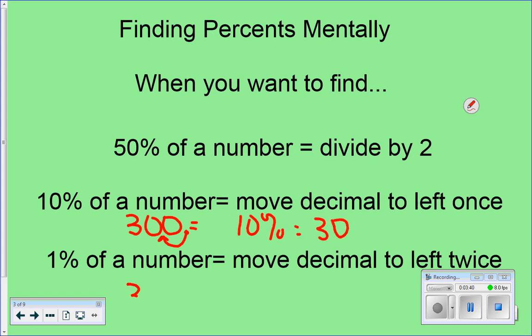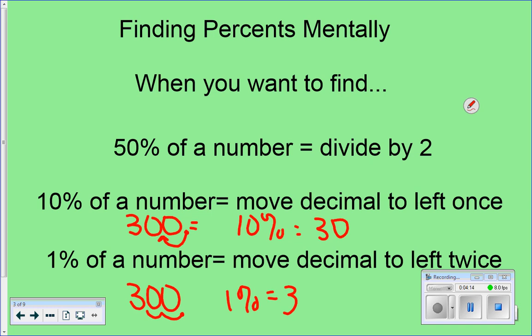If I have 300 again, my decimal's here, and this time if I want to find 1%, how far am I going to move it? 2 spaces. So I know 1% is just 3, or $3. Yeah, whatever you want to use. If you can find 10%, you can find anything else. Can everybody remember how to find 10%? Move the decimal 1 spot. Because if you can find 10%, you can find 5%. If you can find 10%, you can find 20%. I'll show you how that works in a second.